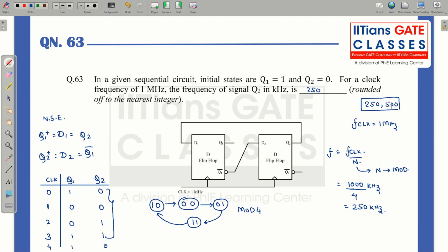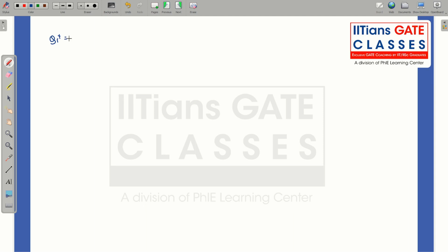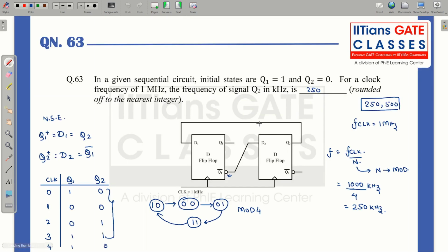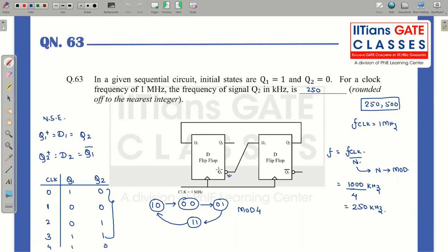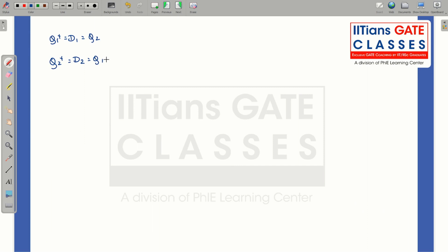Okay, 250. Now how do we get 500? See, basically here in this question, D2 is the output Q1 complement, but here you can see there is a bubble. Due to this bubble, there was a confusion that the complement and the bubble cancel out. If I take that case, then the next state equation will be Q1 plus is equal to D1, which is equal to Q2, and Q2 plus is equal to D2. Since the bubble and complement cancel each other, this will be Q1.